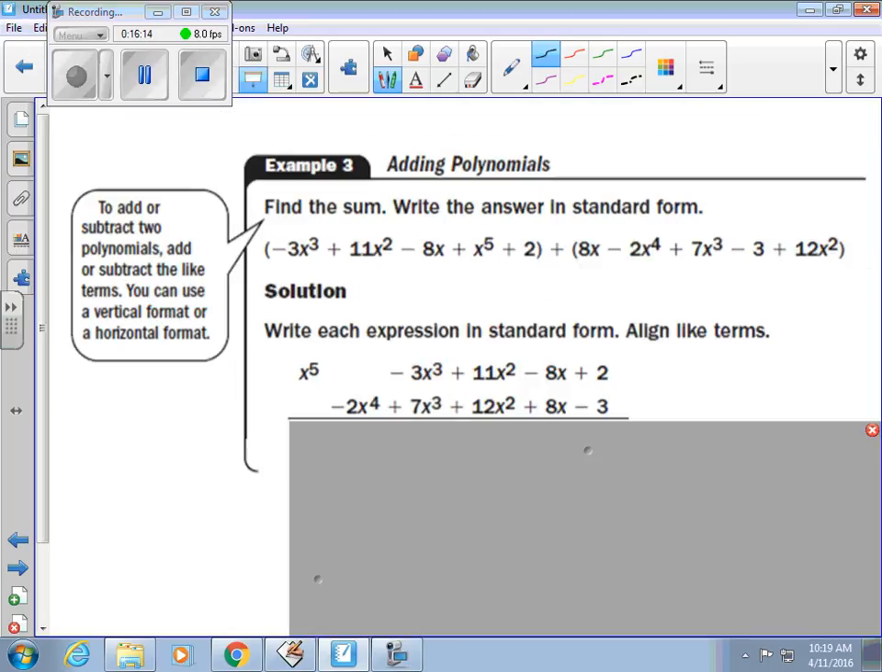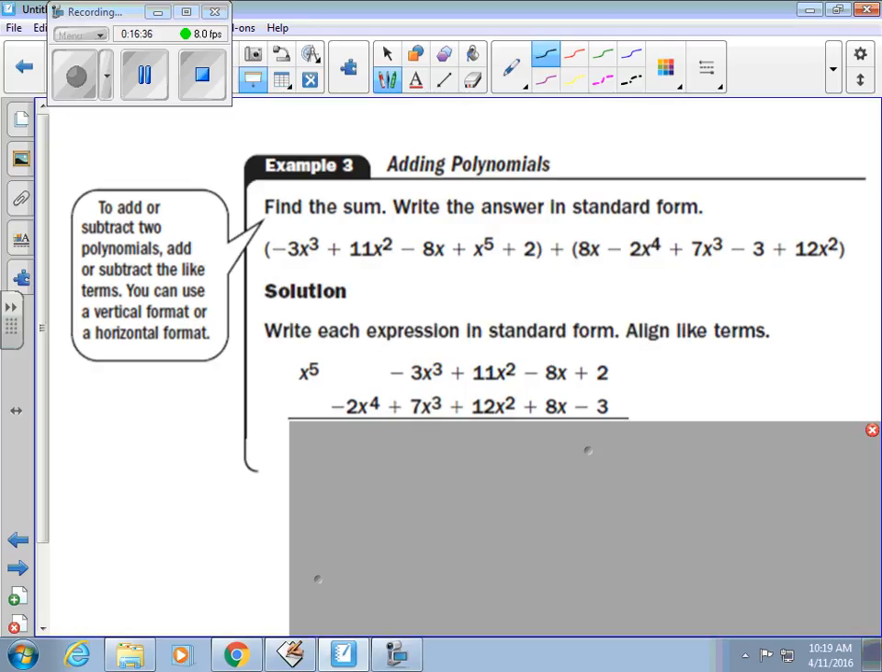Example number 3 is adding polynomials. What you need to know about polynomials when you add them is that you can only add like terms. In order to be a like term, it does not have to have the same coefficient. It has to have the exact same variable raised to the exact same exponent.